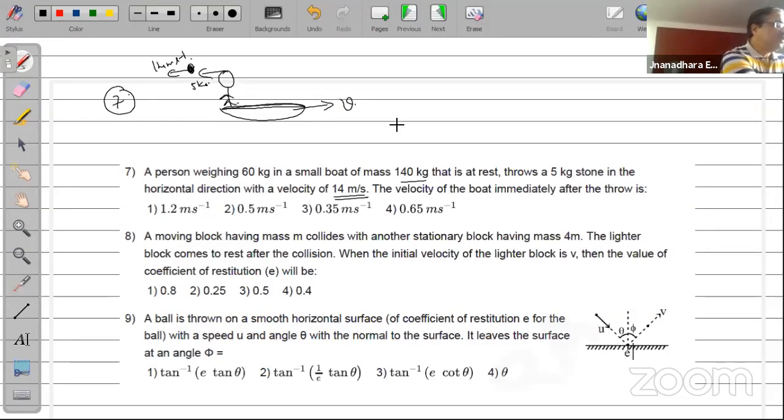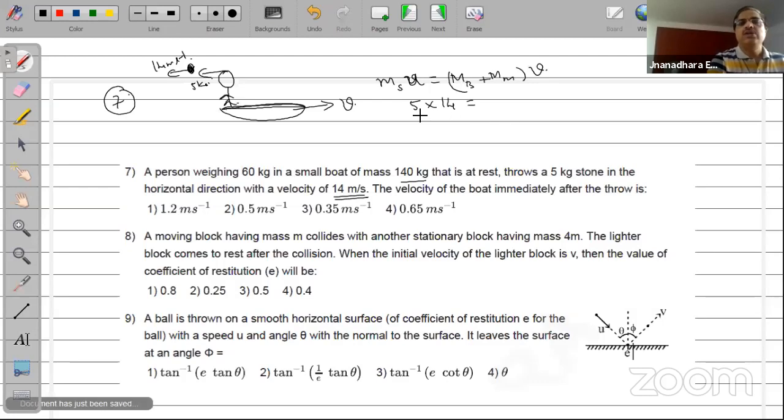So I get this to be, therefore, 5 into 14 should be equal to the mass of the boat plus the mass of the man into this velocity. I'll call this as u, all right? So then I can call this as v. So 5 into 14 is equal to (mb plus mm), so 140 plus 60, into v. So therefore, you can find out what v is. This turns out to be 200, isn't it?